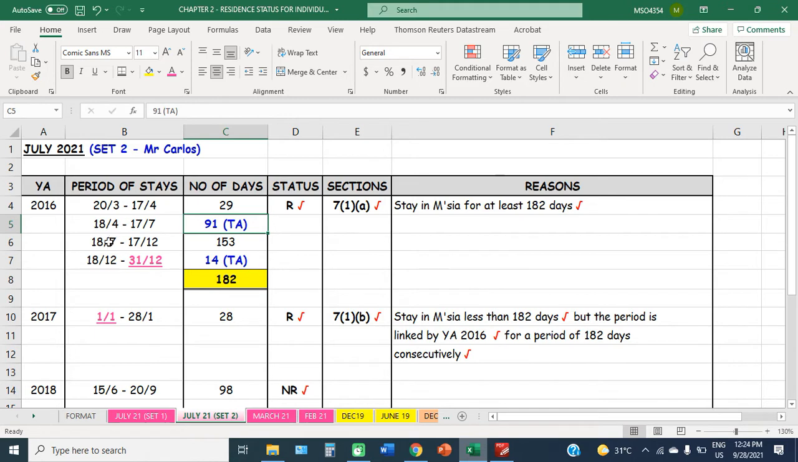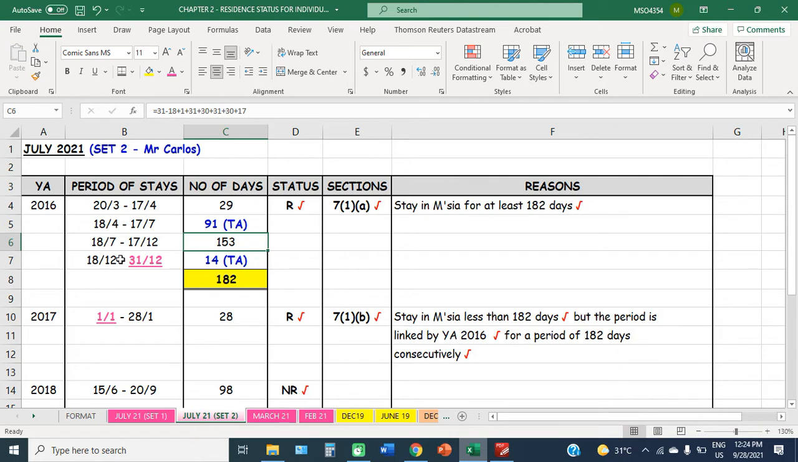Okay, next. Continue. 18 July until 17 December. How do we compute? July: 31 minus 18 plus 1. August 31, September 30, October 31, November 30, and then December plus 17 days. So the total is 153.